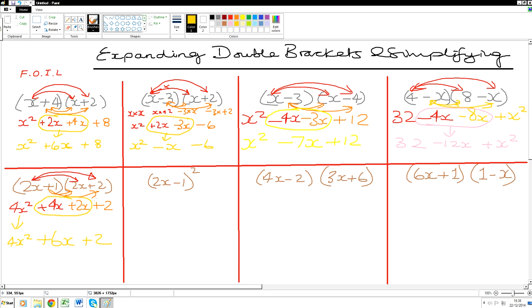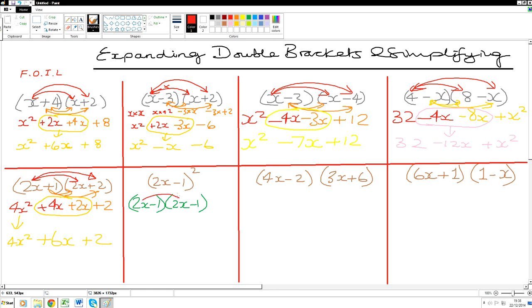Okay, next question. Now what does 2x minus 1 squared mean? Anything squared means the same thing multiplied by itself. So 2x minus 1 squared doesn't mean double everything inside the bracket. It means write the bracket out again and multiply it. So it means 2x minus 1 multiplied by 2x minus 1.